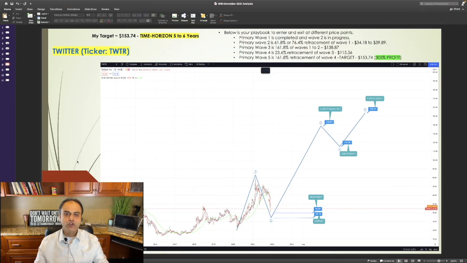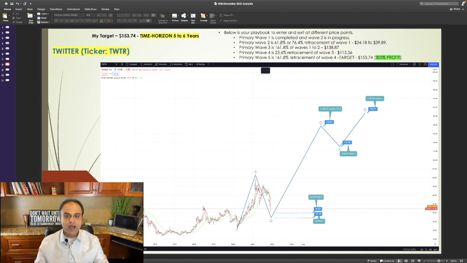Looking at the chart of Twitter, the bull run that started in 2020 is still not over. It has completed its first wave, and now wave two, which is a corrective wave, is in progress. Wave two is typically 61.8% or 76.4% retracement of wave one, giving us a buy range of $34.18 to $39.89. To me, this is accumulation range for Twitter stock.